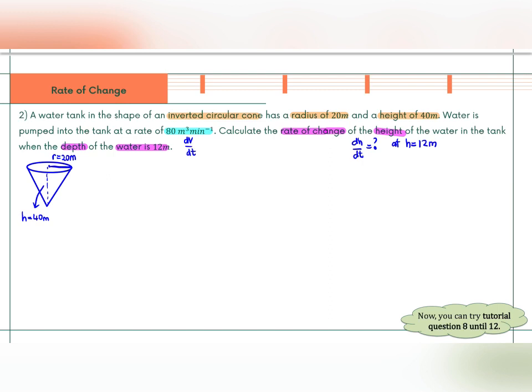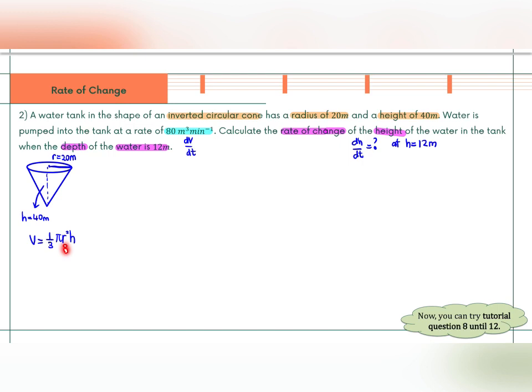Okay, so first of all, kita perlu tahu volume of cone tu apa formula dia. So volume of cone will be 1 over 3 pi r squared H. Okay, so this is our cone punya formula volume. So sekarang ini kita ada dV over dt. Okay, so soalan dia bagi H. Okay, that means R ini kita perlu gantikan in terms of H.